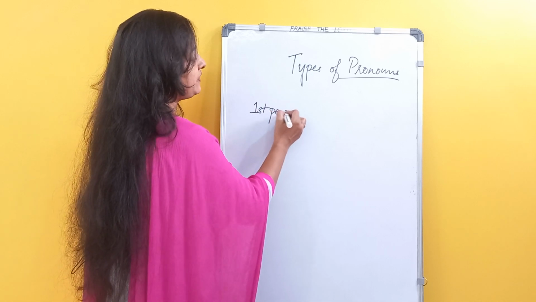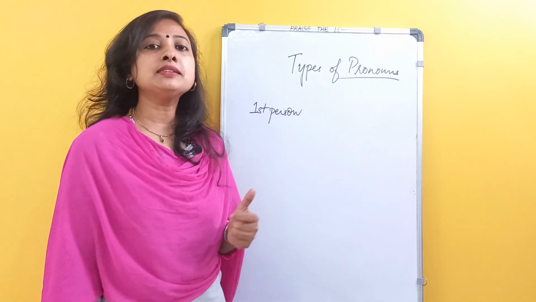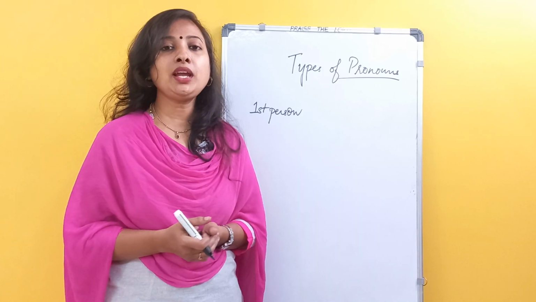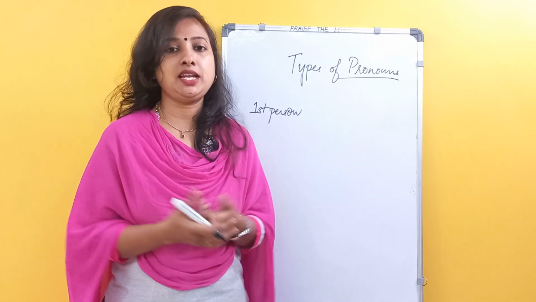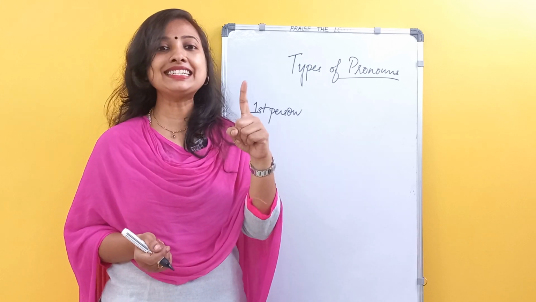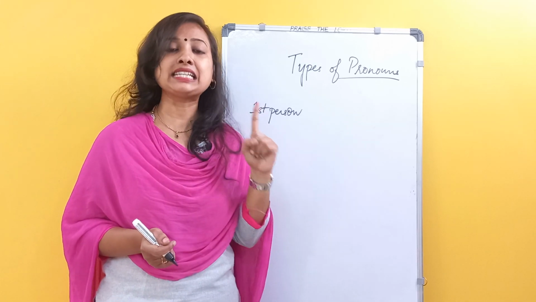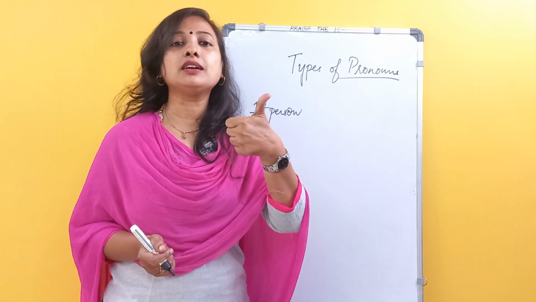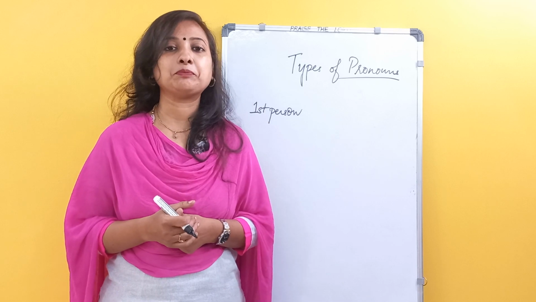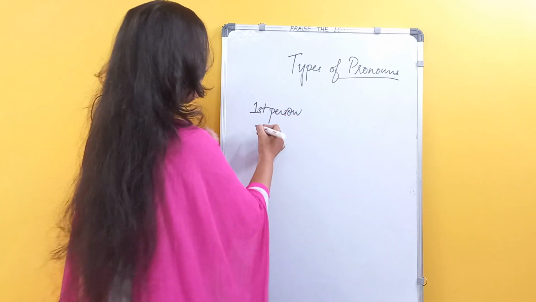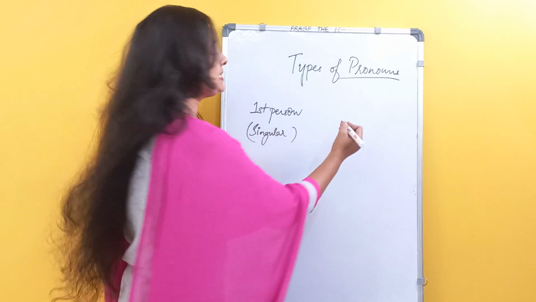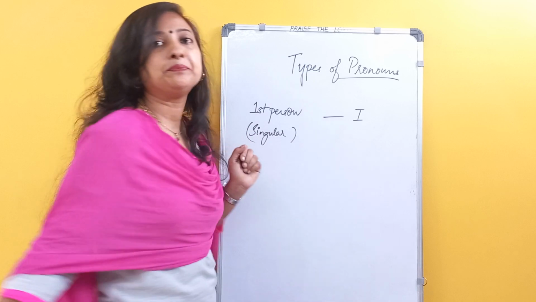Have you heard about first person, second person and third person? When we talk to someone, now I am just talking. Who is talking? I am talking. I am only one, isn't it? I is singular. So first person singular. The one who delivers, the one who talks, is the first person, means I. What is the first person singular? I.